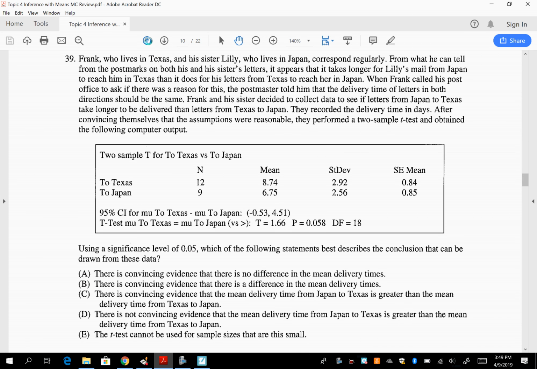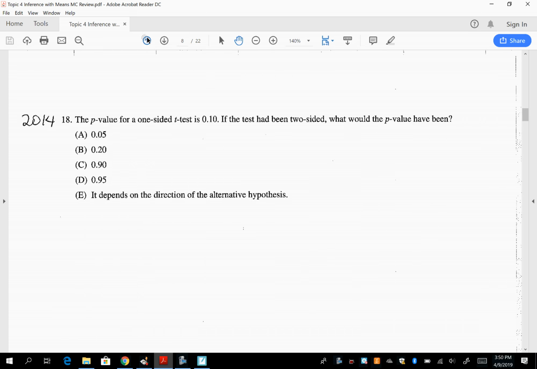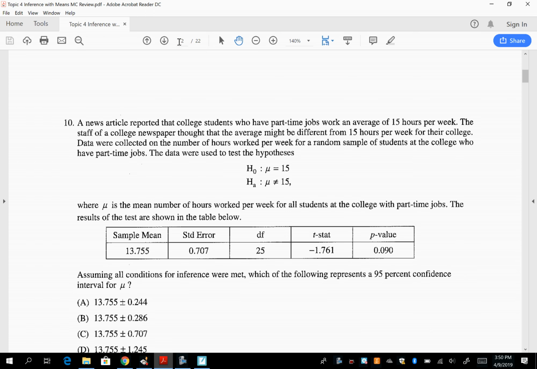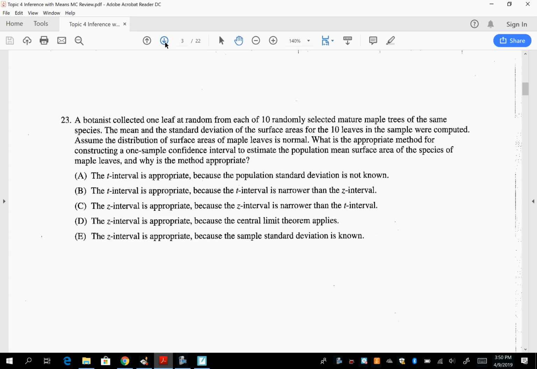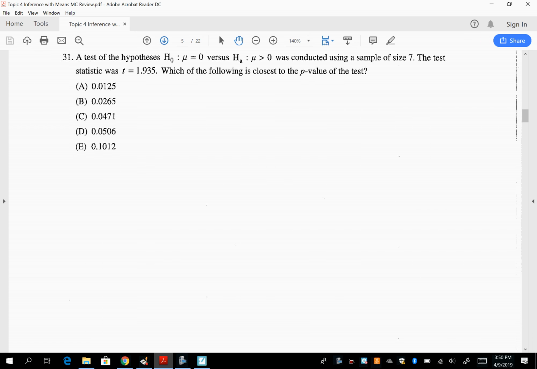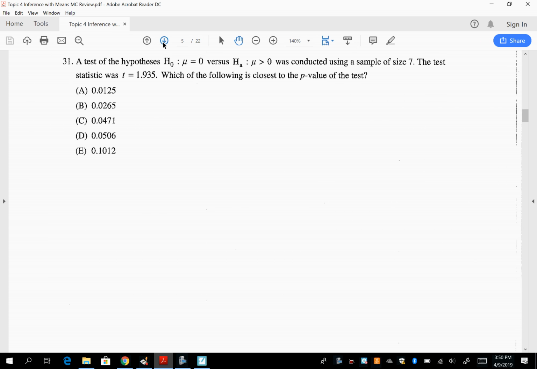Okay, what's next? A good long one. 31. 31 going back. This one? Yes, 31 is here. It's tiny. Okay. Yeah, this one.